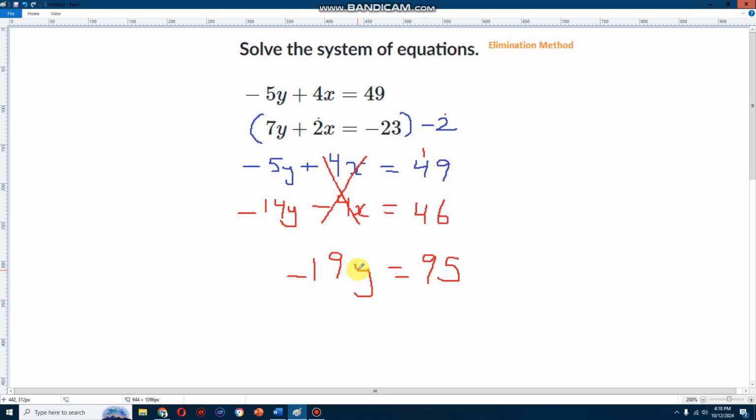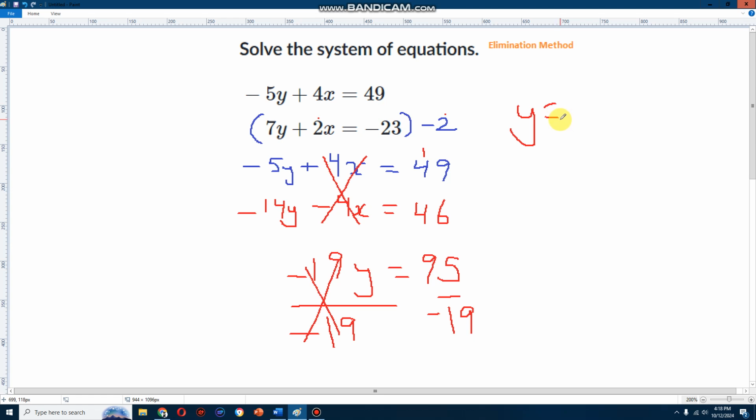Y needs to be alone. Minus 19 is stuck to me. Let's get rid of it by dividing. Both sides will be divided by minus 19. Okay. Minus 19 cancels out. The y is free. Woohoo! And 95 divided by 19.